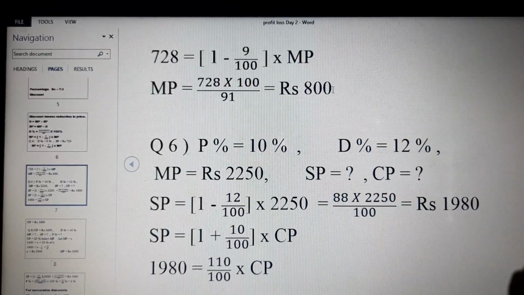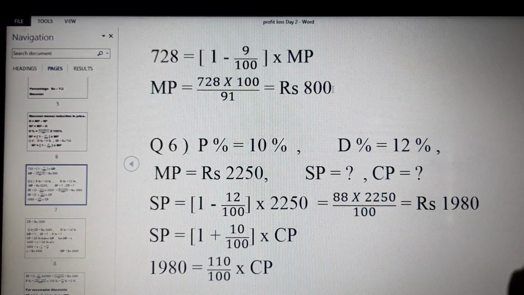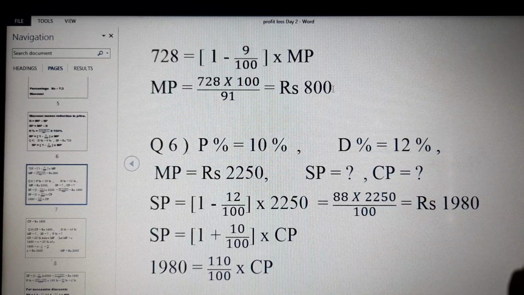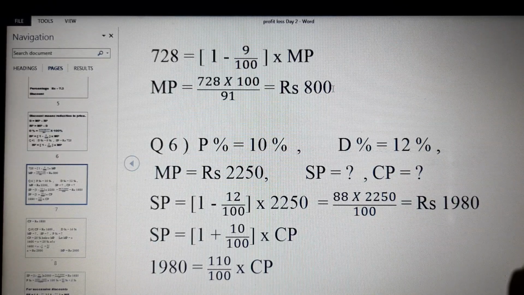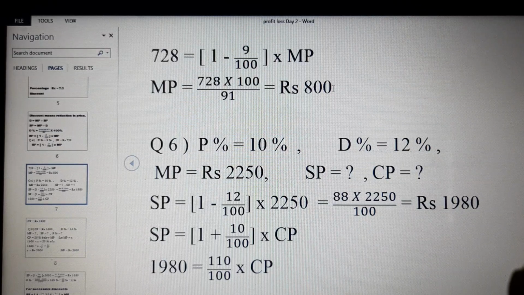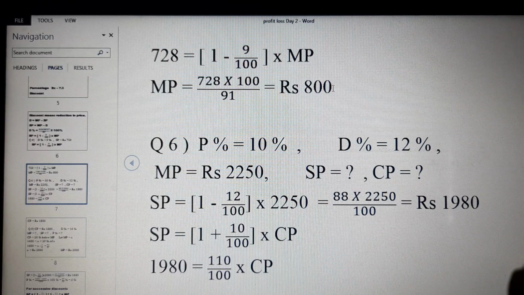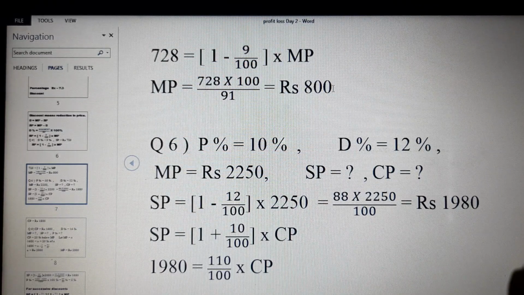Moving on to the next question. Question number 6. In this question, it is said that profit percent is 10%, discount percent is 12%, and marked price of the article has been given 2,250 rupees. We are supposed to calculate selling price as well as cost price. It means this involves two things.